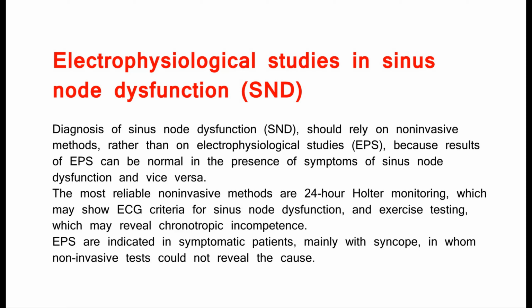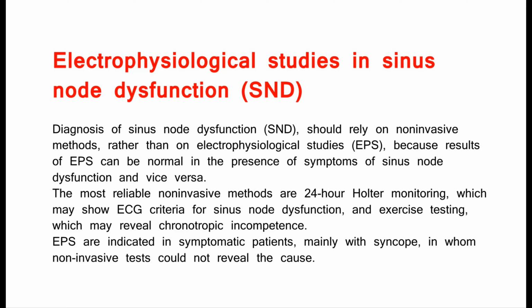Diagnosis of sinus node dysfunction, SND, should rely on non-invasive methods, rather than on electrophysiological studies, EPS, because results of EPS can be normal in the presence of symptoms of sinus node dysfunction and vice versa. The most reliable non-invasive methods are 24-hour Holter monitoring, which may show ECG criteria for sinus node dysfunction, and exercise testing, which may reveal chronotropic incompetence.